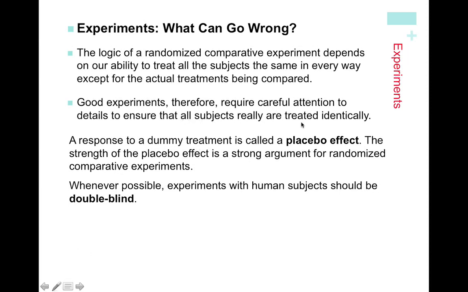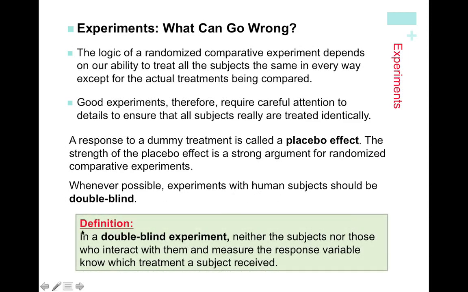I've said before, you want to make sure that your subjects are treated identically. The response to a dummy treatment is called a placebo effect. Whenever possible, it says your experiment with subjects should be double blind. So you're double blind when neither your subjects nor the people who interact with them and measure the results know what treatment a subject has received. Obviously, the person analyzing all the data knows the treatment, so they can analyze it, but the subject doesn't know that he got the placebo or the aspirin, and the person giving out the pill doesn't know which one they're giving.